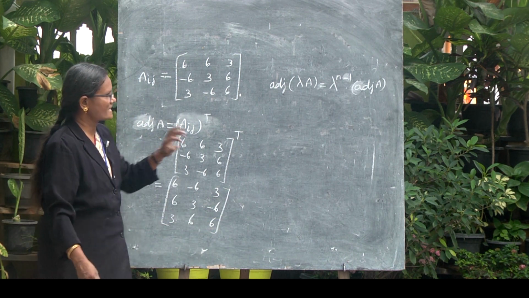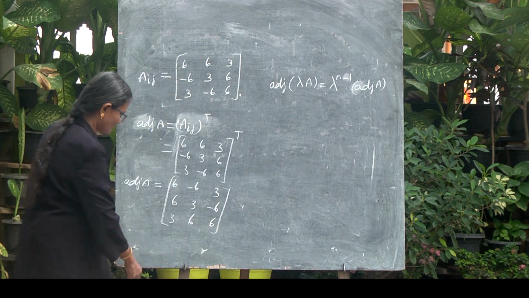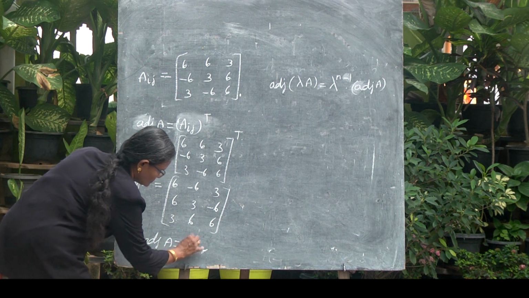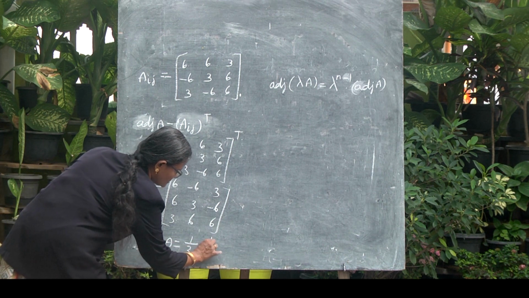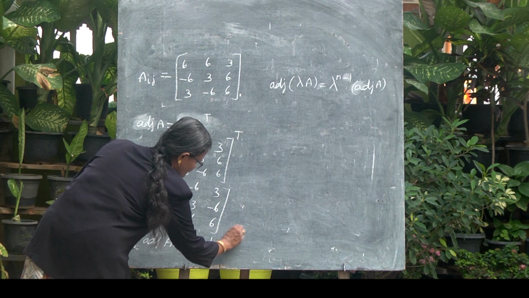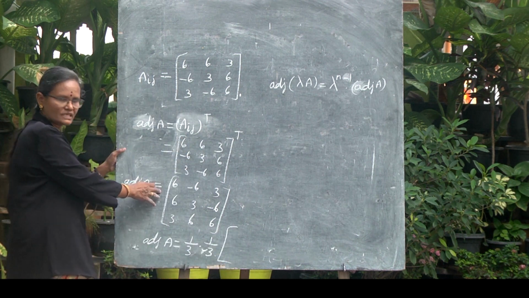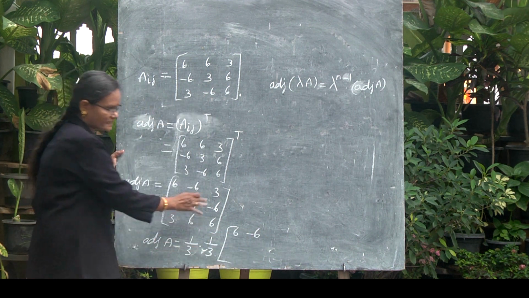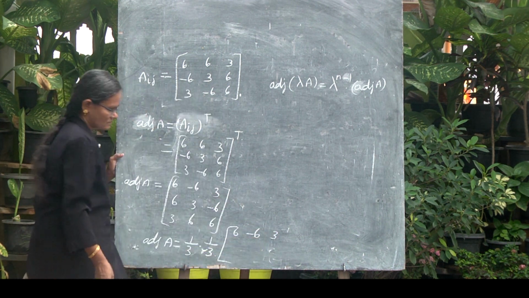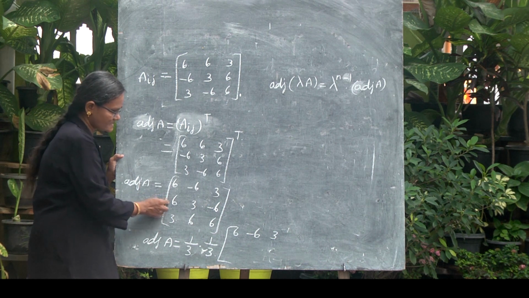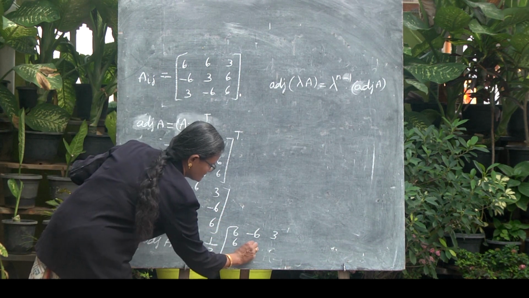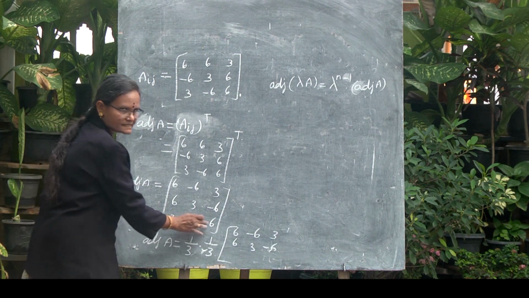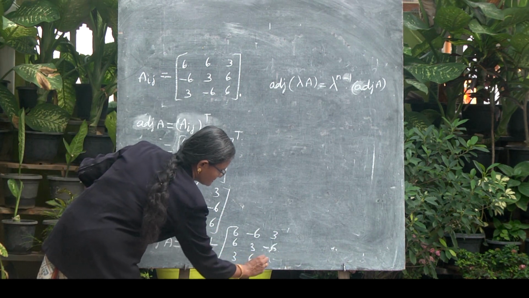Now we can substitute the value of lambda here. Therefore, adj of A is equal to 1 by 3 into, this is the value of adj of A, 6, minus 6, 3. What is the second row? 6, 3, minus 6. What is the third row? 3, 6, 6.